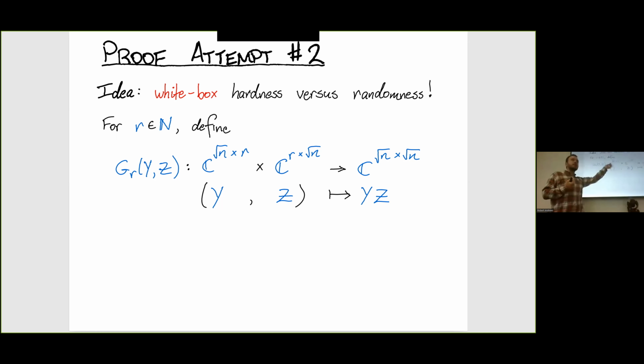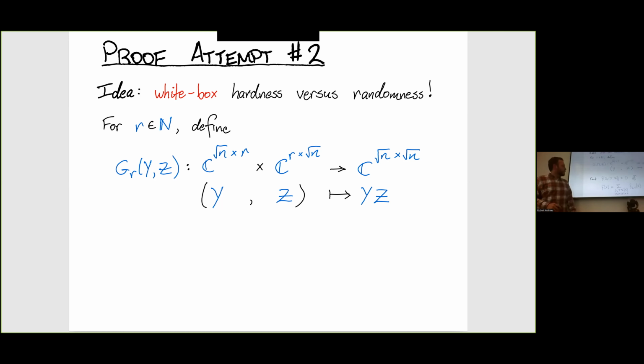Now here's the generator that I'm going to use. I take a root n by r matrix and another r by root n matrix as my inputs to the generator, and the generator outputs their matrix product. That's the generator. Of course, r is a parameter that we're going to pick. What you should think of here is the seed length of this generator. This is something like 2 times square root n times r. So if I can pick r noticeably less than square root n, I'm going to make some progress, because then square root n times r is much less than n.